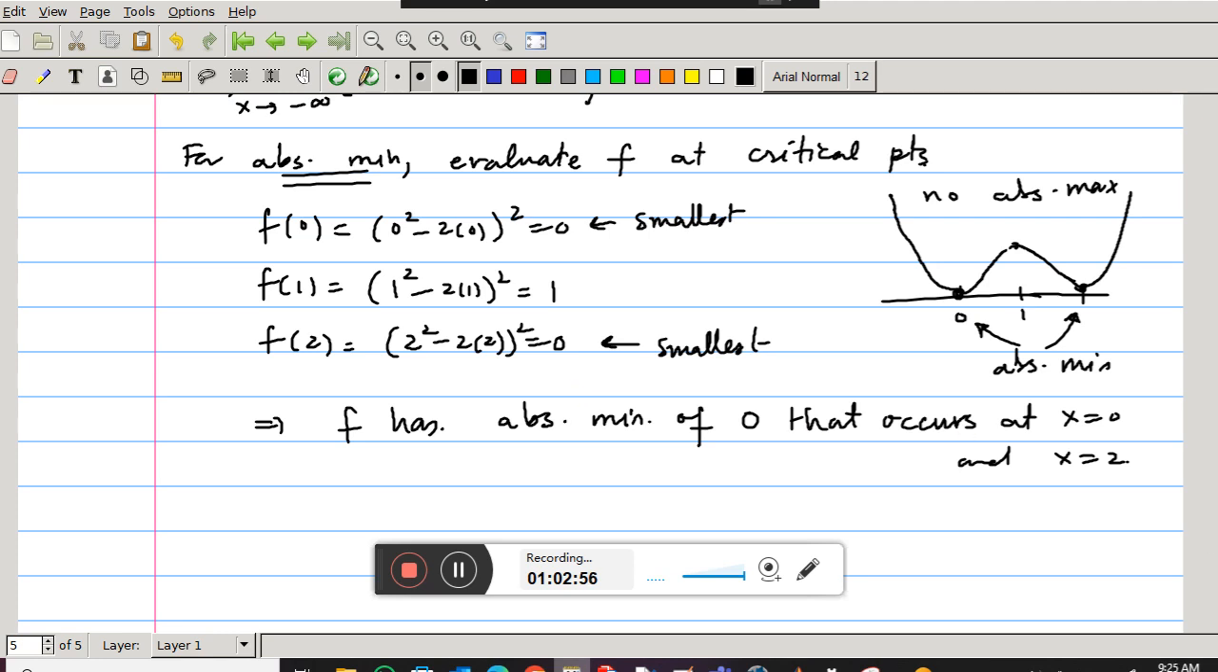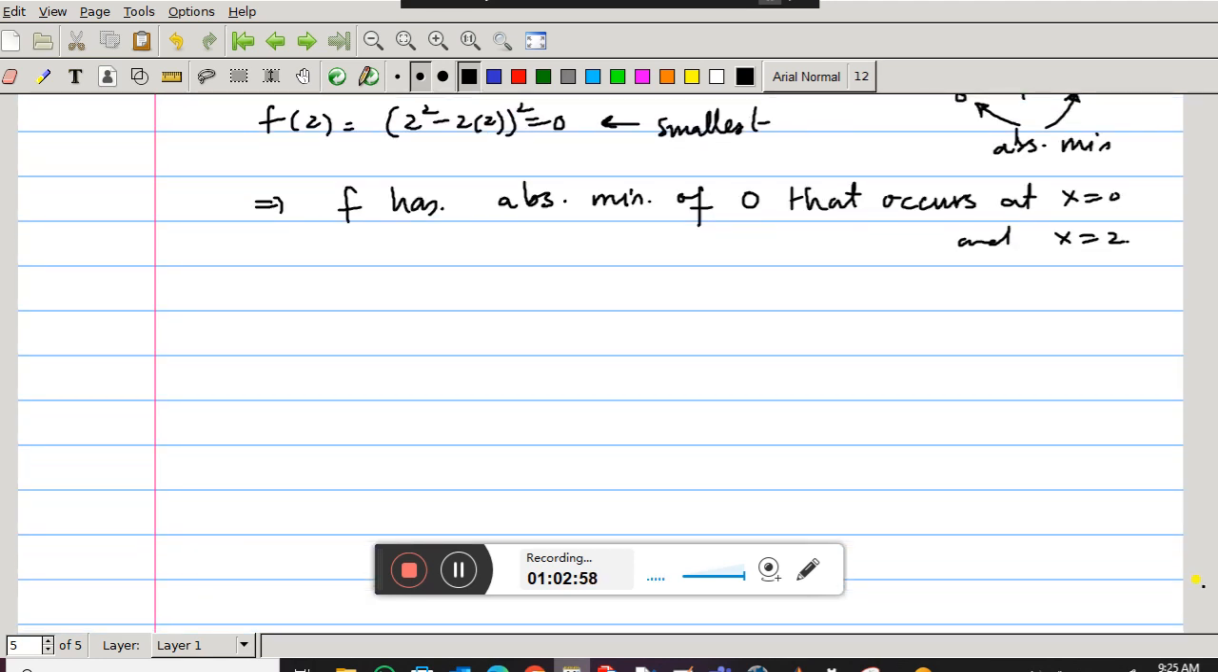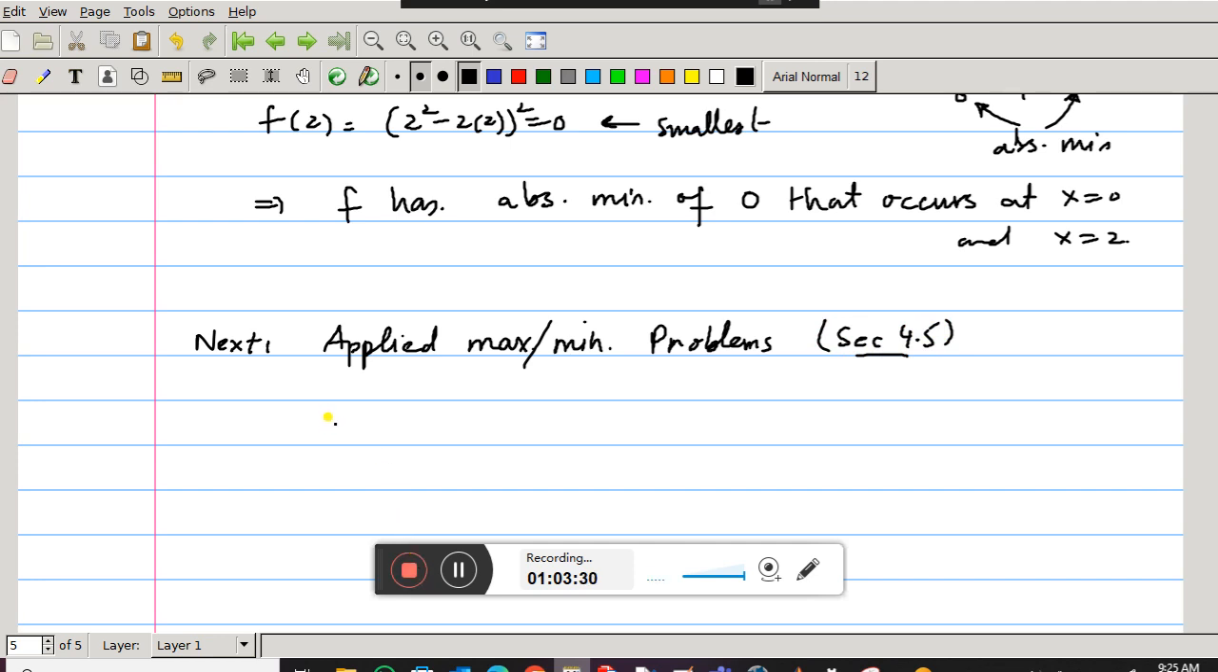So this is it for section 4.4. Next is section 4.5 that I will do next time. That is very important. Next is applications, applied maximum and minimum problems. Basically, we will have real-time situations where we have to find the maximum or minimum of a function. And this is actually the real applied math. Very important section. Here some problems will be given, and we have to find the maximum and minimum of some functions.